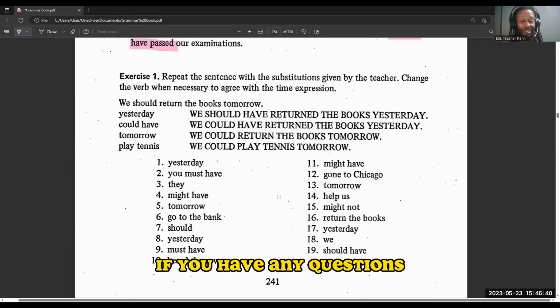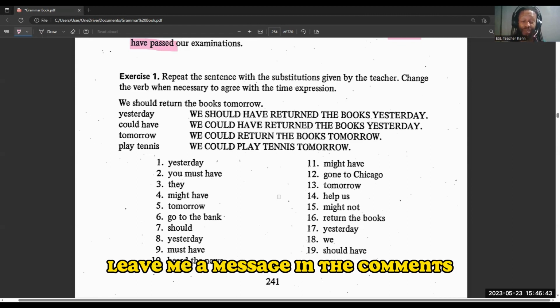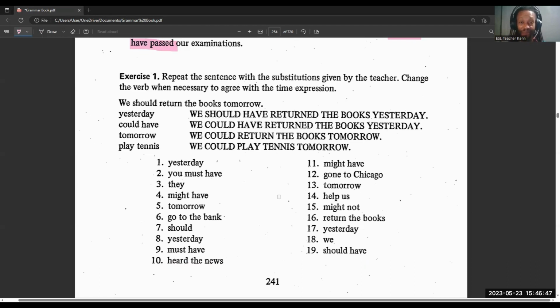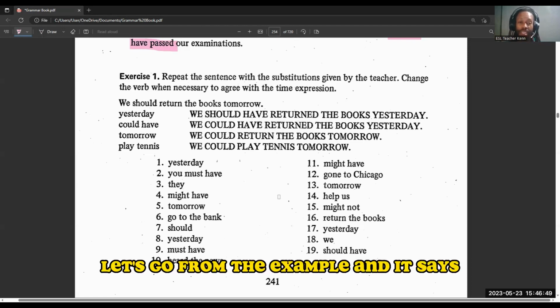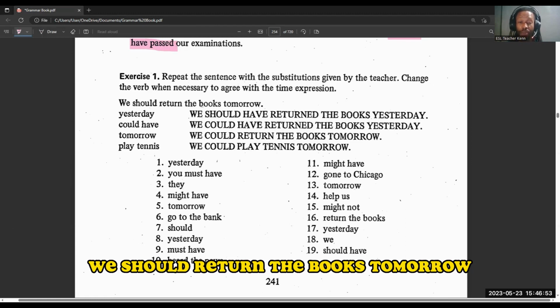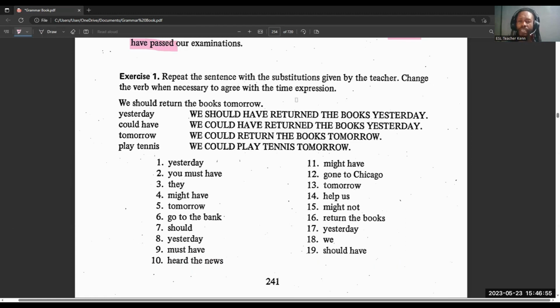If you have any questions, leave me a message in the comments or send me a message over WhatsApp. I'm more than happy to help. Let's go from the example, and it says, we should return the books tomorrow. Yesterday.